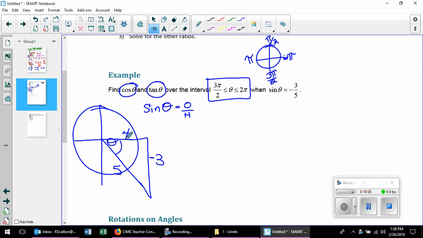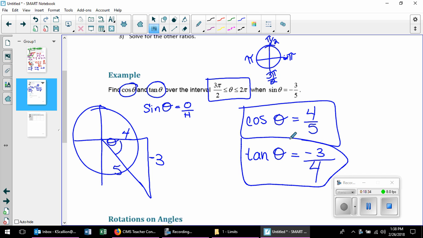So now I want you to solve for cosine and tan. Once I've done that, super easy. Now I can do my ratios. So cos of theta is equal to the adjacent side over the hypotenuse, so 4 over 5. And tan of theta is equal to opposite over adjacent, so negative 3 over positive 4. You good? So pretty easy. Identify the quadrant, solve for the missing side, and then solve for the trig ratio that it's asking.